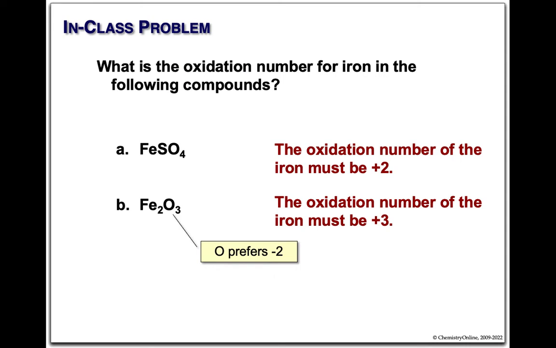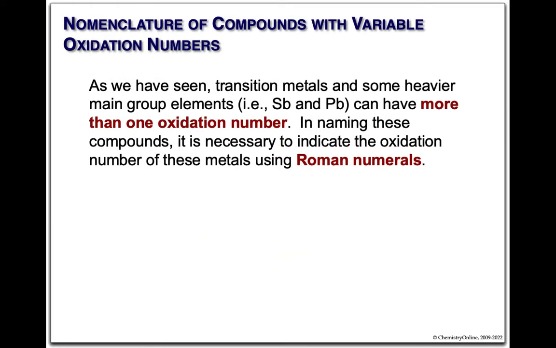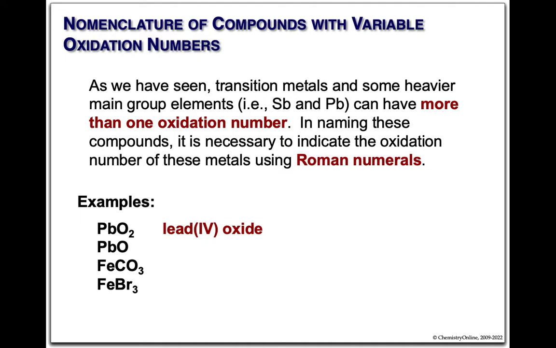How do we put this into the name? It's simple, really. We're going to include the oxidation number, that's the charge, in parentheses. And we're going to use Roman numerals. This is lead oxide, right? The oxygen is -2, that lead is +4. We will write this as lead 4 oxide. There is no space between lead and the 4.